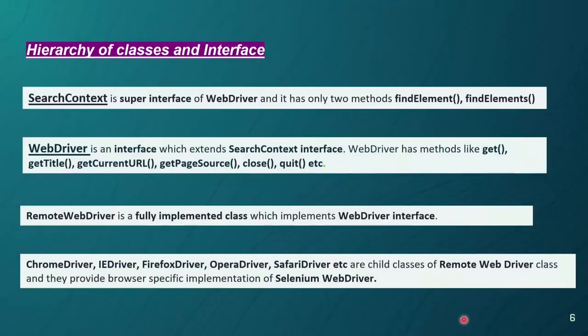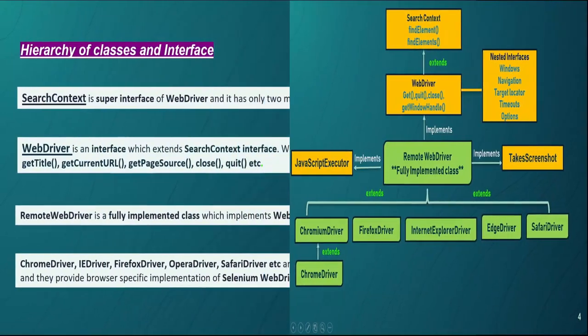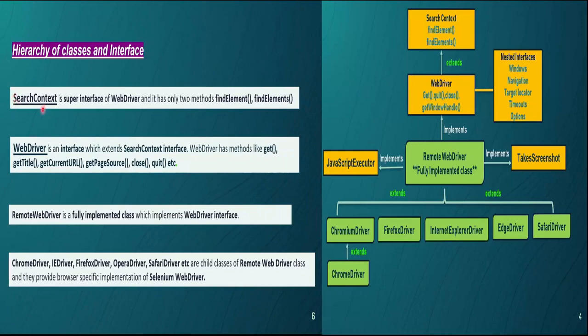So the next thing that we learned is about the hierarchy of the classes and the interfaces. First, we learned about the SearchContext. It is a super interface of the WebDriver and it has only two methods, the findElement and the findElements. Next, we learned that the WebDriver is an interface which extends the SearchContext interface, and the WebDriver has methods like get, getTitle, getCurrentUrl, close, quit, etc. It has many methods, and also it has nested interfaces.